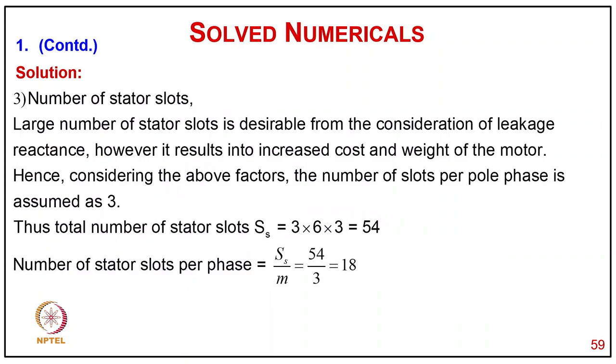Now, coming to the number of stator slots. A large number of stator slots is desirable for the consideration of leakage reactance. However, it results in increased cost and weight of the machine. Considering the above factors, the number of slots per pole per phase is taken as 3. The total number of slots SS equal to 3 into 6 into 3, which comes to 54. The number of stator slots per phase is SS upon M, which comes to 18.